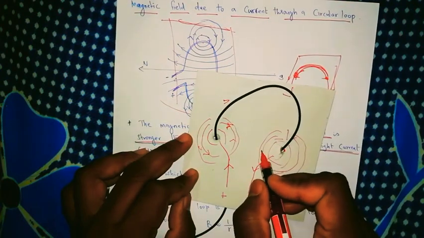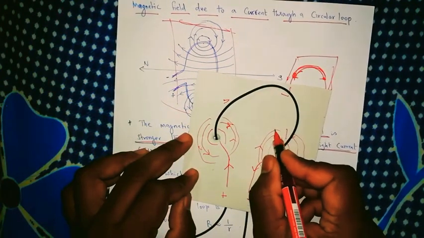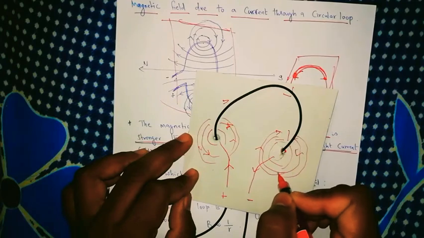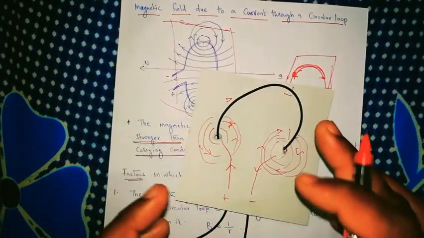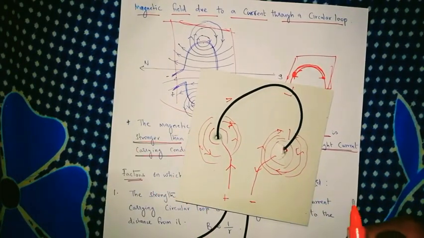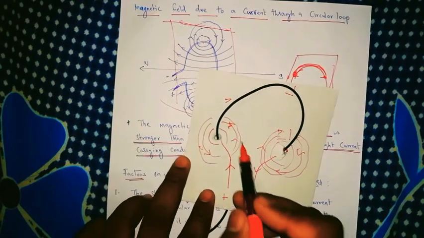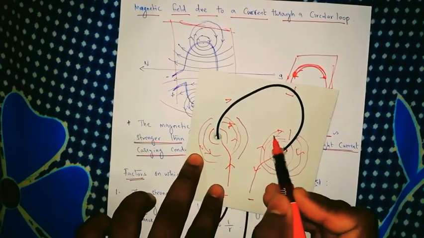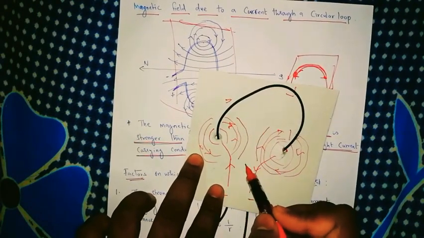Okay, so it goes towards this direction, and comes in this direction. So this is how the concentric circles will be formed. Now, when it comes here and also comes here, what about the middle?